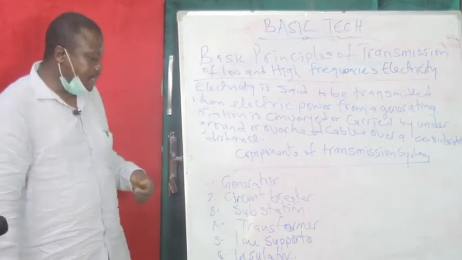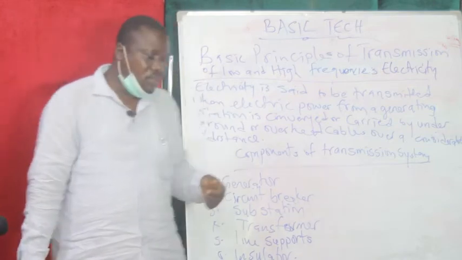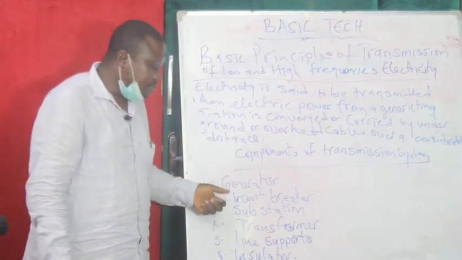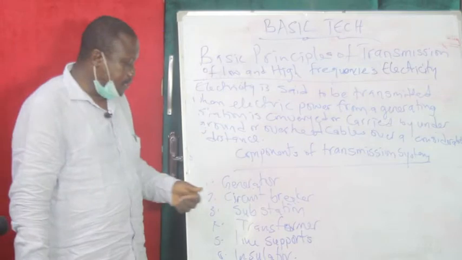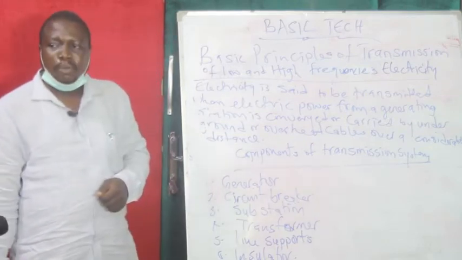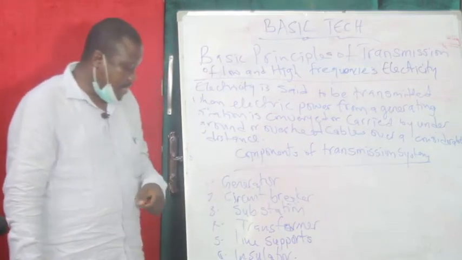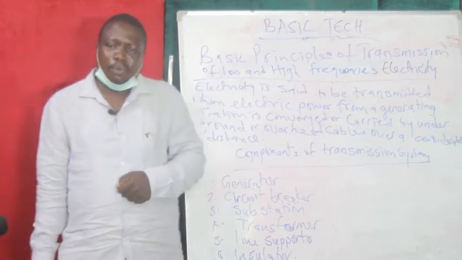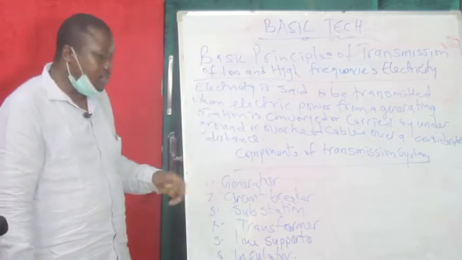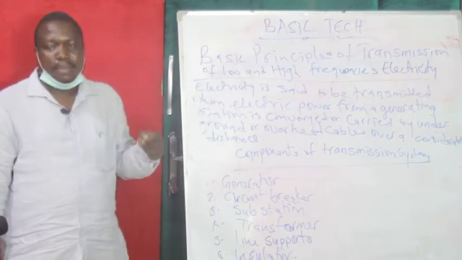The first component is the generator. The second component is the circuit breaker. The third component is the substation. The fourth component is the transformer. The fifth component is the line support, and the sixth component is the insulators. I will now take the components one by one.